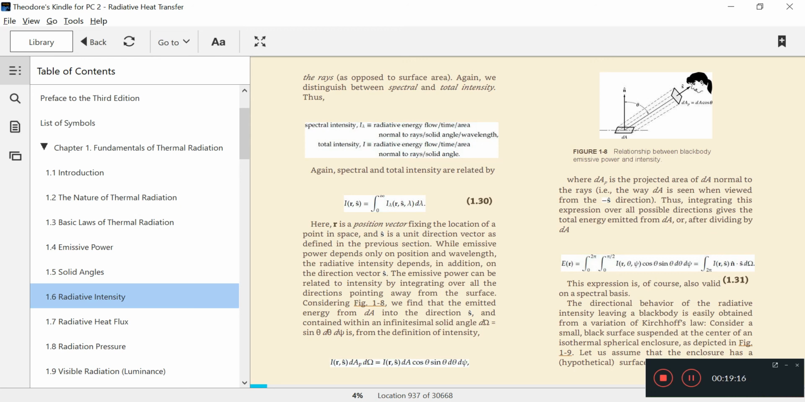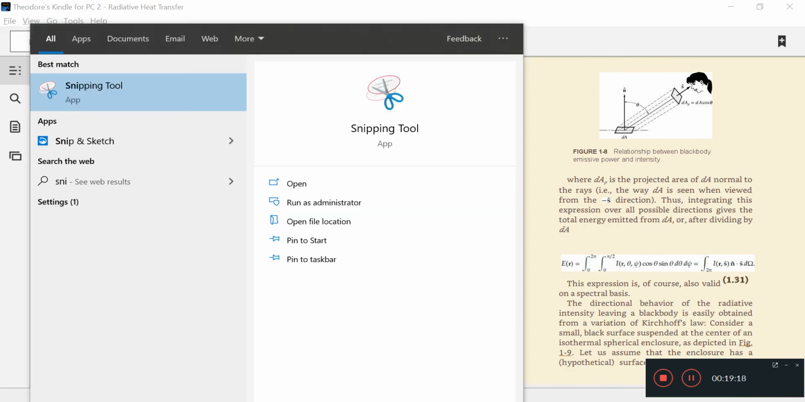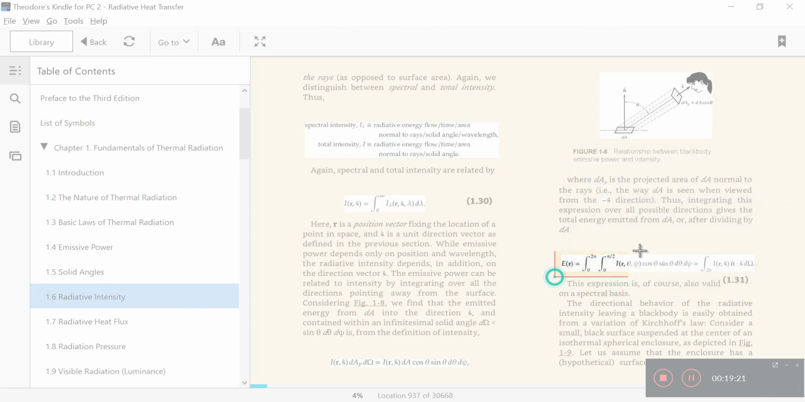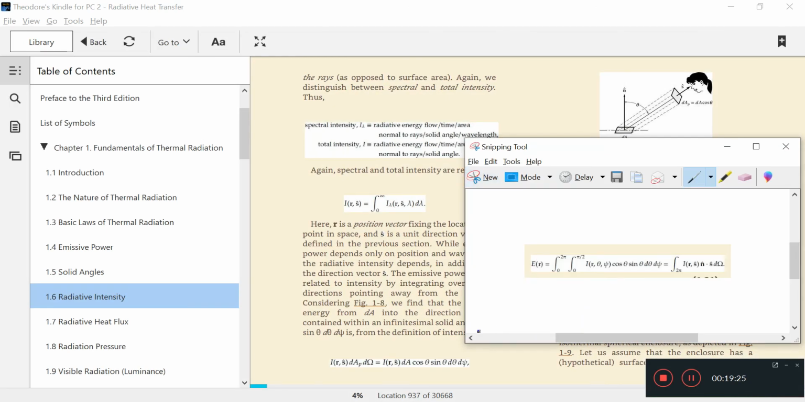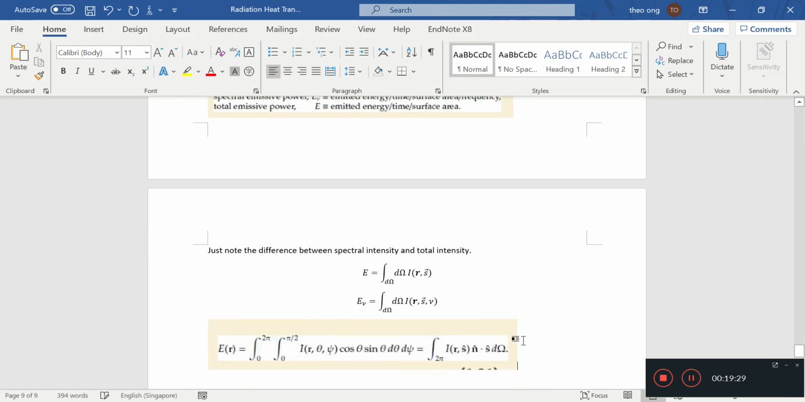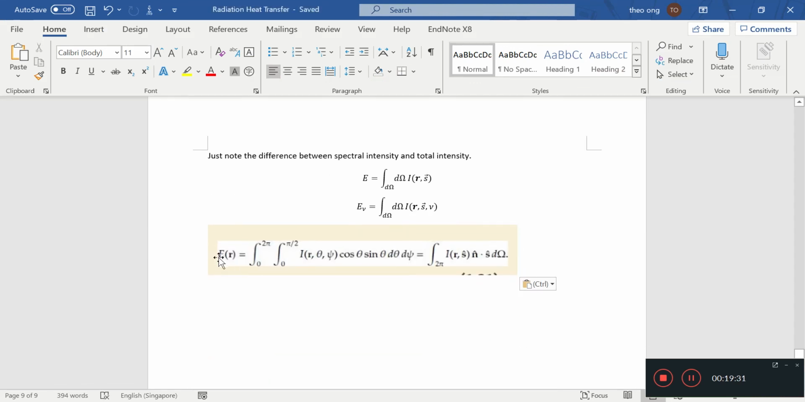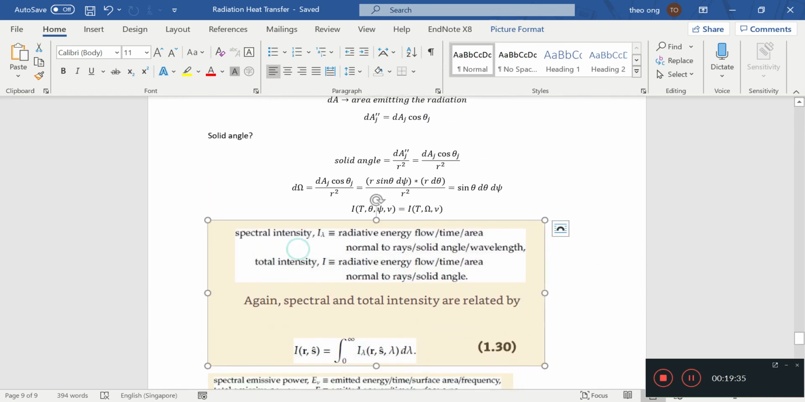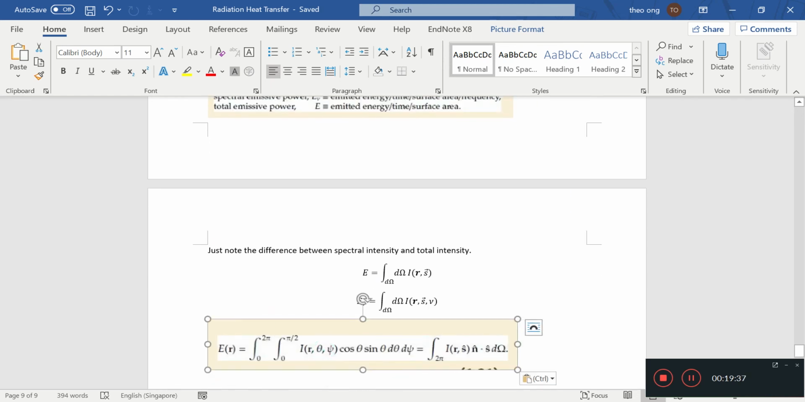This is actually this equation here. This is how we relate the spectral emissive power to intensity. Basically it's just integrating across all solid angles, and that's how we describe it.